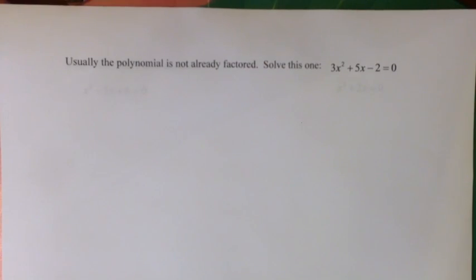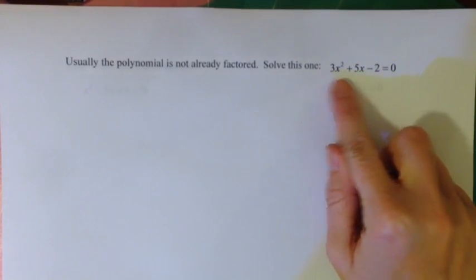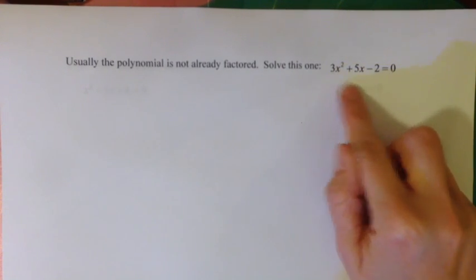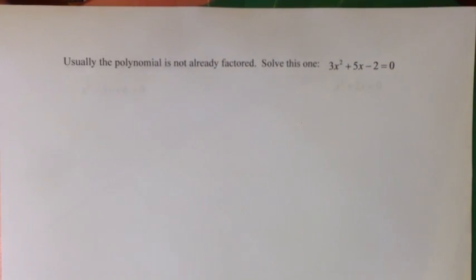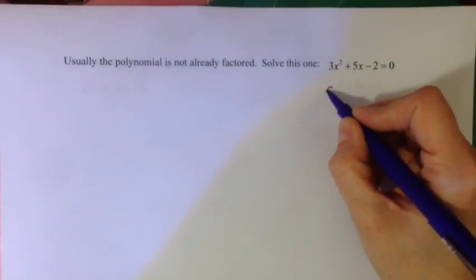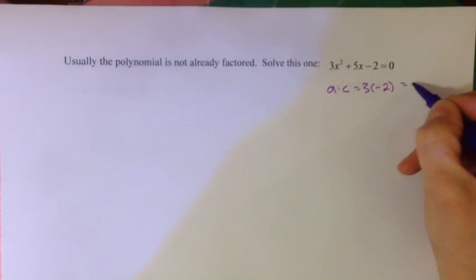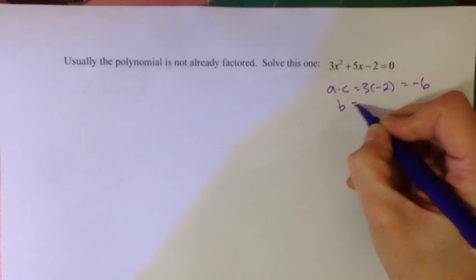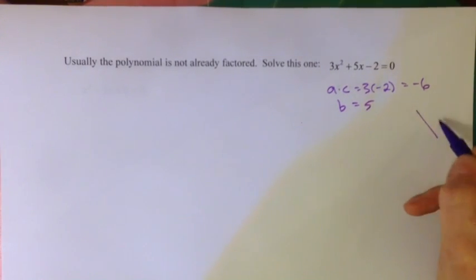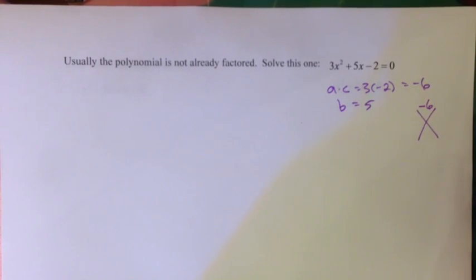Of course, usually the polynomial isn't already factored for you. That's why you've been practicing so much factoring. So for example, we can solve this equation by first factoring this and then setting each term equal to 0. So we'll start by factoring this. I'm going to use the a times c method to try to factor this thing. A times c is 3 times negative 2, which is negative 6, and my b term here is 5. So I'm looking for things that multiply together to be negative 6, but add together to be positive 5. That means one of them will have to be negative.